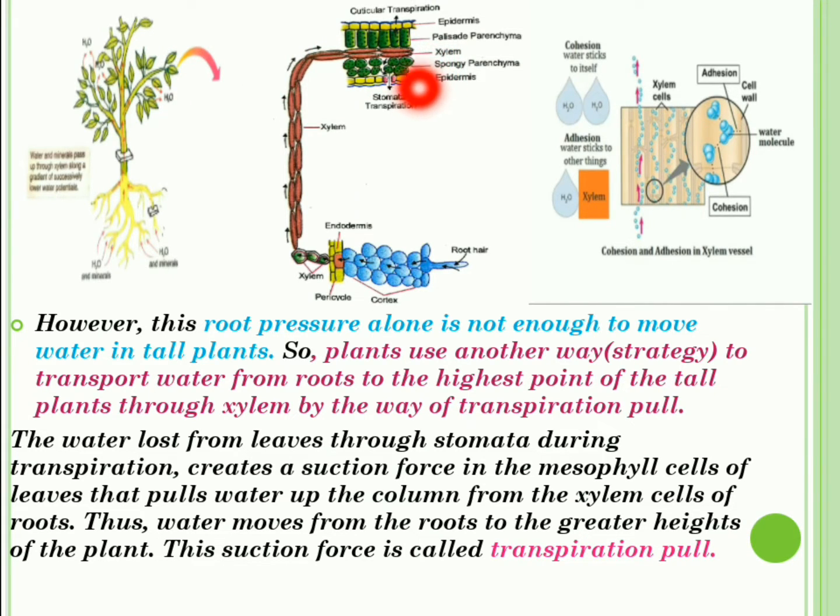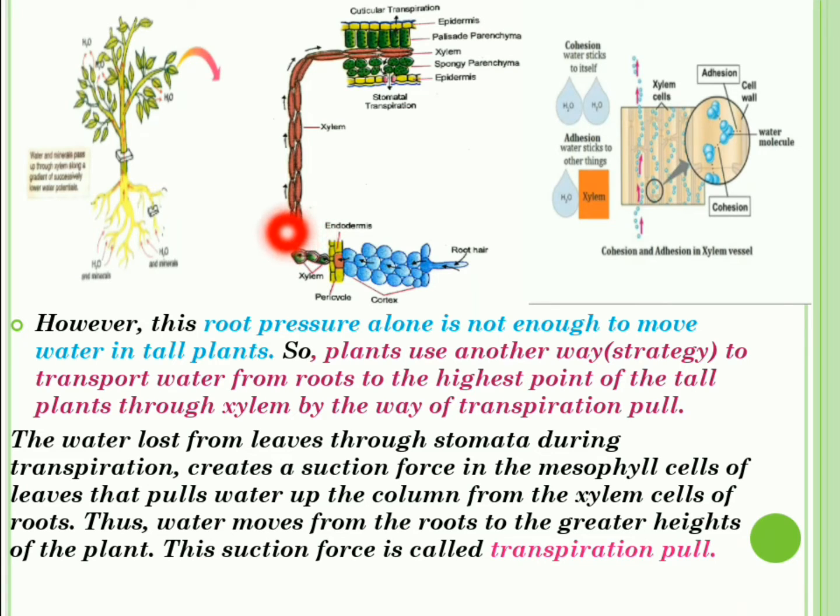Some water is utilized by the leaves in the process of photosynthesis, and the rest of the water is lost from the leaves through stomata during transpiration. It creates a suction force in the mesophyll cells of the leaves that pulls water up the column from the xylem cells of the roots. Thus, water moves from the roots to the greater heights of the plant due to this suction force, which is created by this transpiration. This suction force created by transpiration is called transpiration pull.